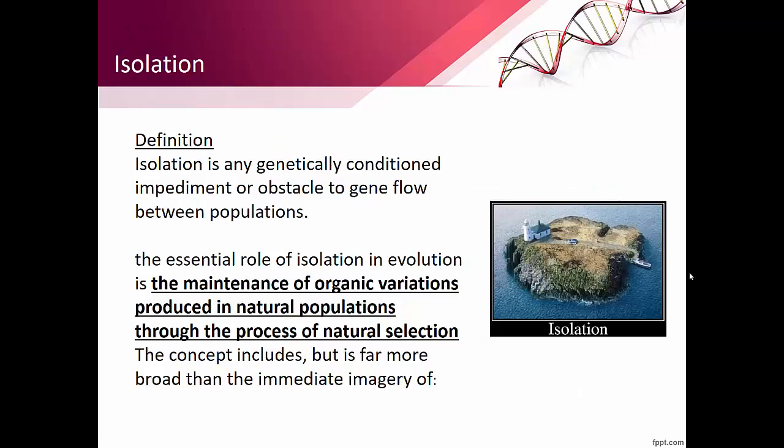Alright, let's have a look at isolation. So, isolation is any genetically conditioned impediment or obstacle to gene flow between populations. I wanted to give you the purpose of isolation. It was never given to me when I was growing up, and I always wished I had a better understanding of it. So, the essential role of isolation in evolution is the maintenance of organic variations produced in natural populations through the process of natural selection.